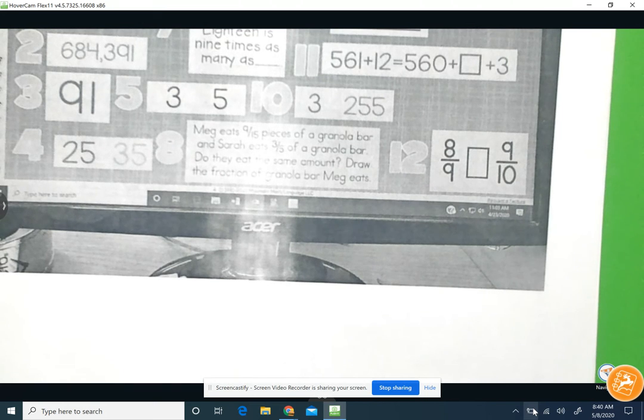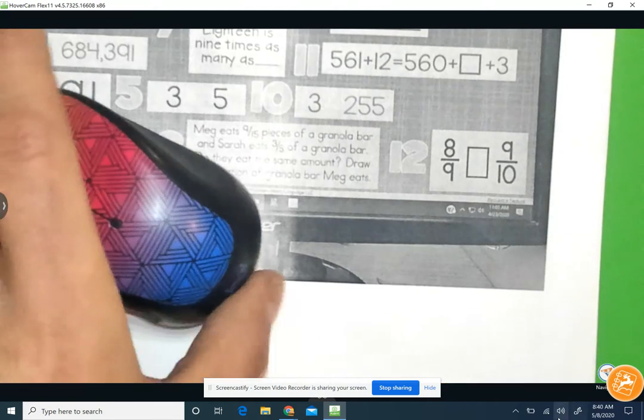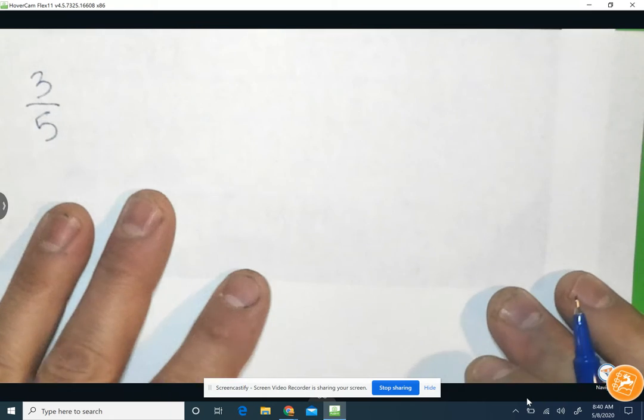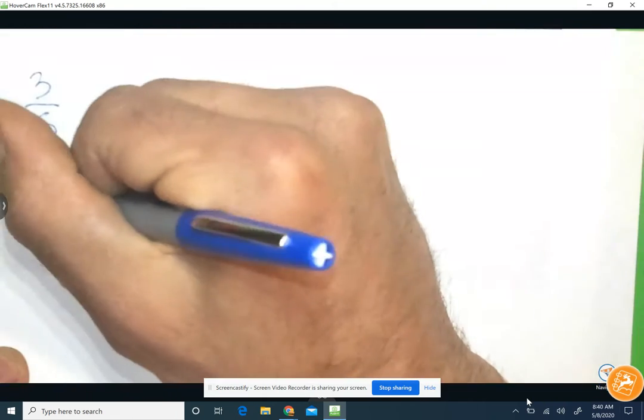And Sarah eats 3/5 of a granola bar. Do they eat the same amount? Okay, so this is asking, is 9/15 the same as 3/5? And there's a way that we can do that. We can take both of our fractions. We have 3/5, and we have 9/15.